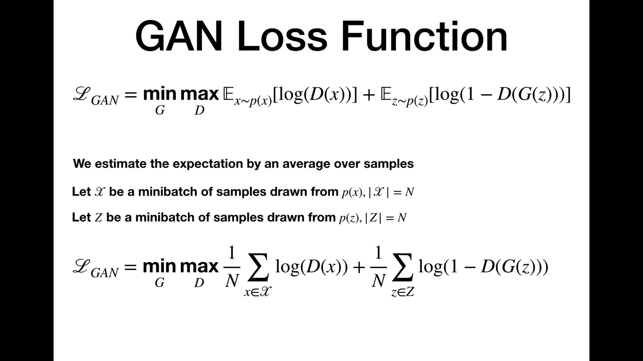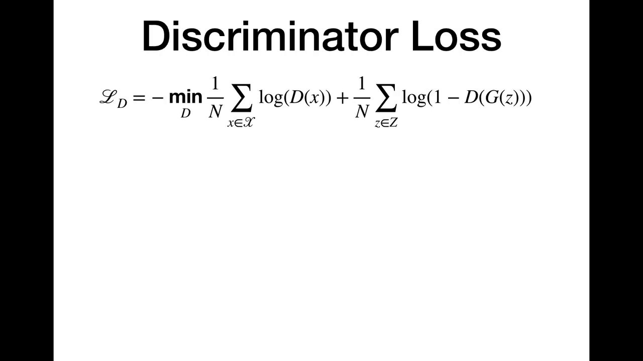Notice that we have a maximization over the discriminator. However, whenever we're normally optimizing neural networks, we're minimizing a loss function. So we can write the maximum over this loss function as the minimum over the negative of this loss function, as you can see on the next slide. So the discriminator loss is now the minimum over the sample average of the log of D of x over the real images and the sample average of log of 1 minus D of G of z for the fake images.